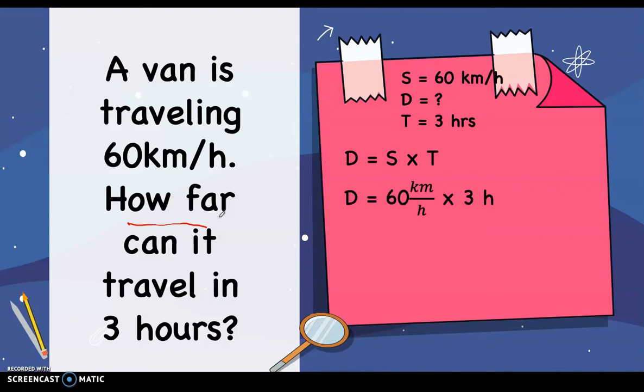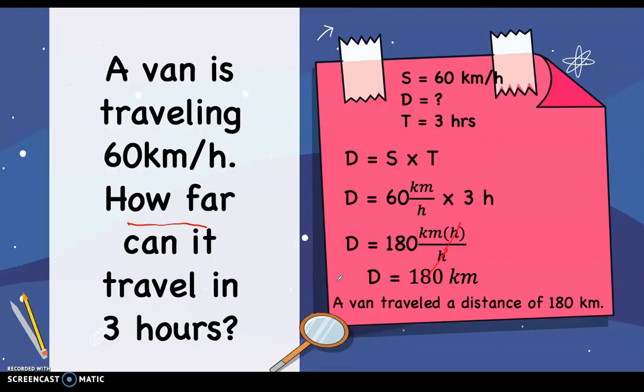Let's substitute the given: 60 kilometers per hour times 3 hours. We multiply the numbers. 60 times 3 is 180. We also multiply the kilometers and then the hour, which is kilometers multiplied by h over h. Then we cancel out this h and we leave kilometers because it's distance. So the distance is 180 kilometers. So a van traveled a distance of 180 kilometers.